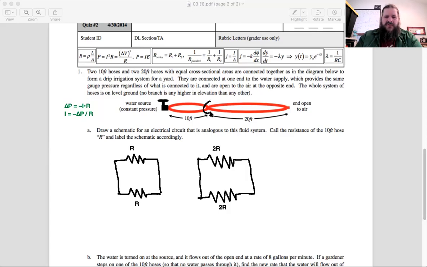And since these are joined together here, we should also have these joined together here. So we've got the 10-foot hoses, in other words, the resistors of resistance R, forming a loop, and the 20-foot hoses also forming a loop, and those loops are connected together here. Also, the left side of the 10-foot loop is connected to a faucet, and the right side of the 20-foot loop is connected to open air.